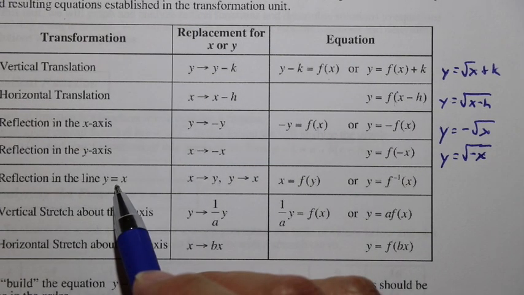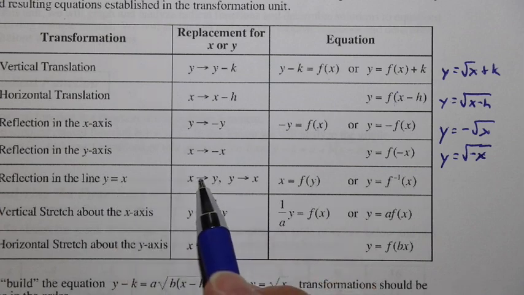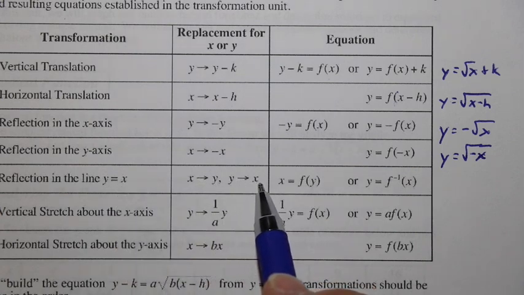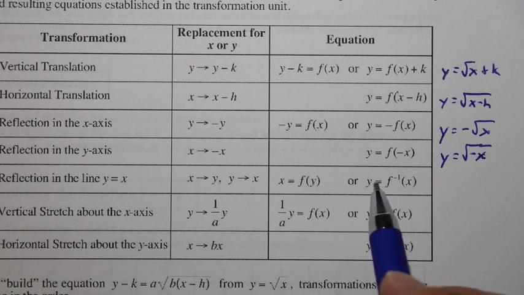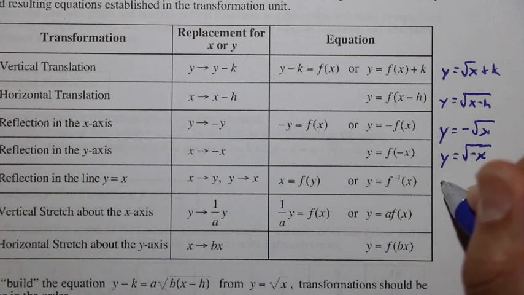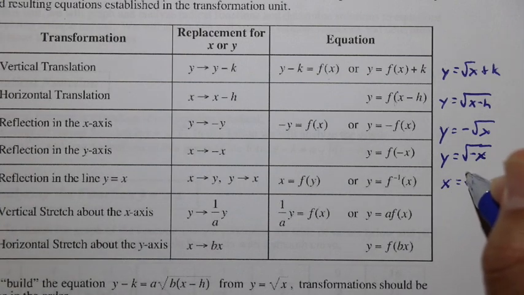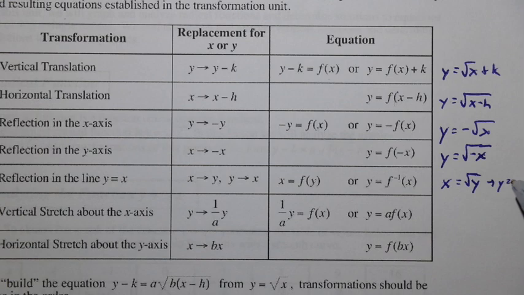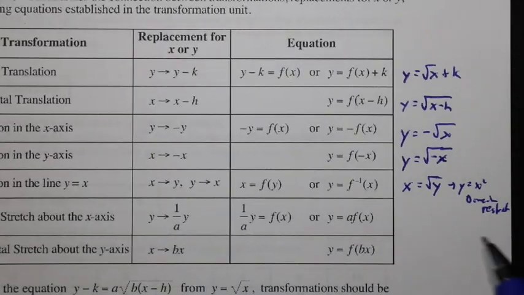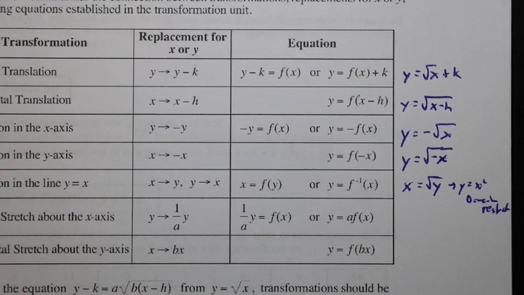What about the reflection in the line y equals x? We have x replaced with y and y replaced with x. We have x is equal to f of y, or in case of an inverse function, we have y is equal to f inverse of x. And in that case, you do something like this. x is equal to the square root of y, and then continue to solve for y. It would result in something like y is equal to x squared, but with a domain restriction.